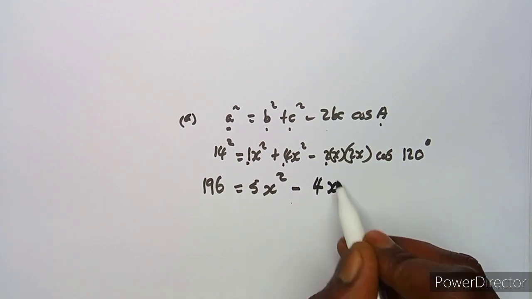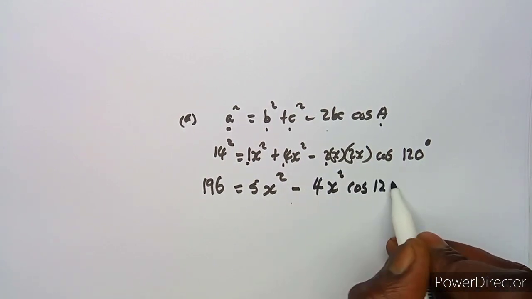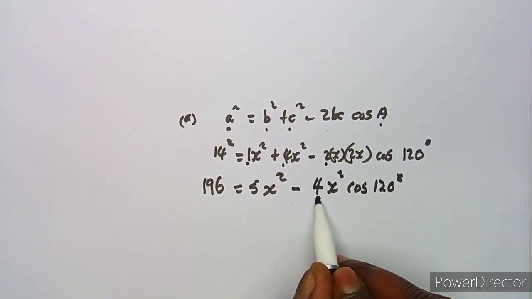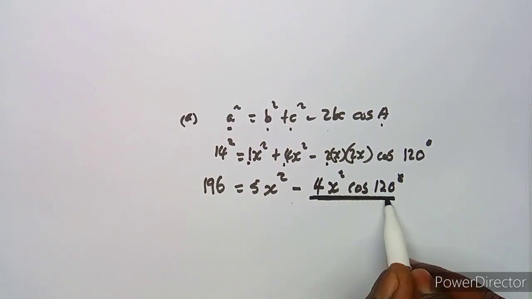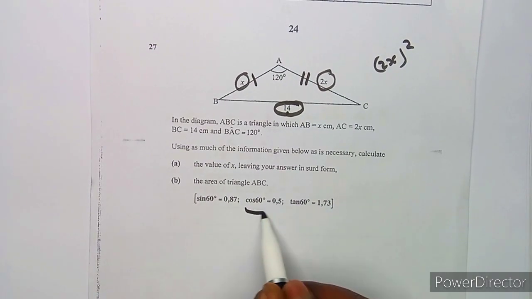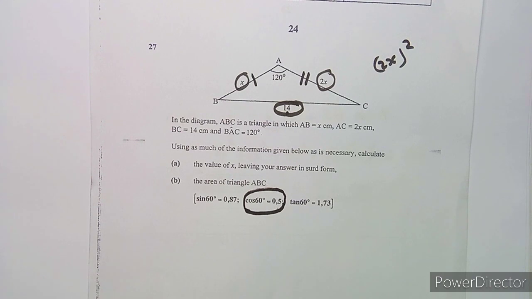So you're going to have 4x squared cos 120. Never be tempted to subtract these two, because these are multiplying, so you have to multiply first by cos 120. But where are we going to have cos 120? Here we are given cos 60 degrees.